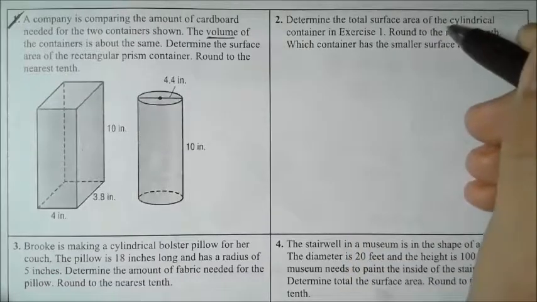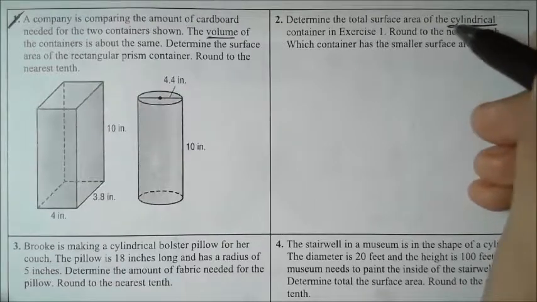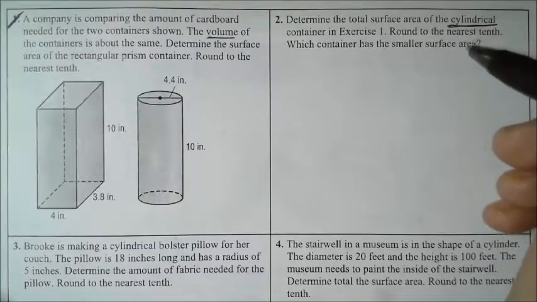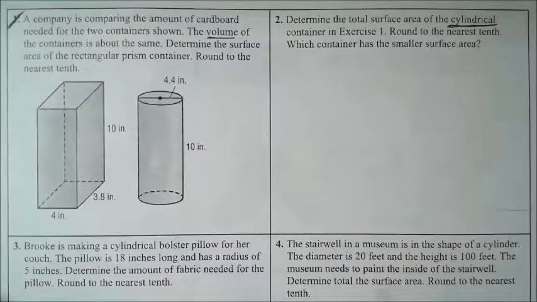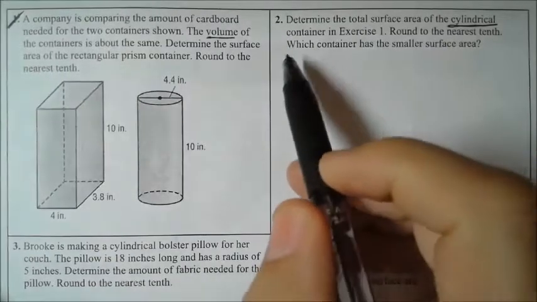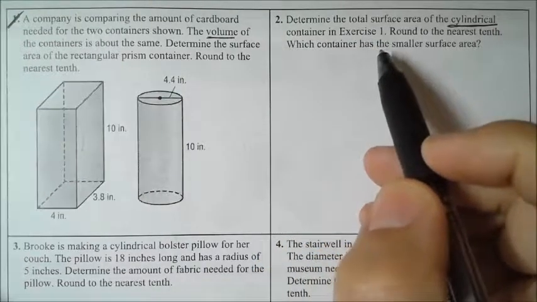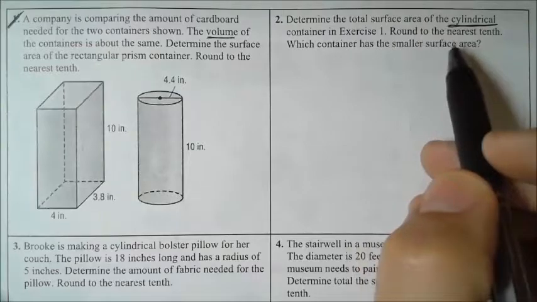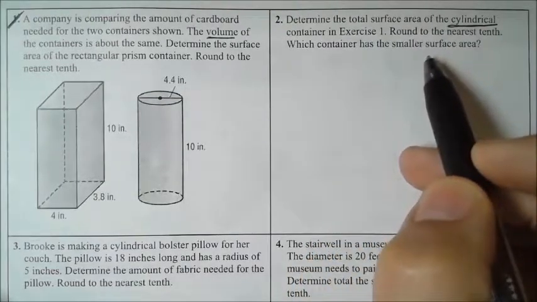Now, when we see cylindrical, that's a key word. It has the first part of the word cylinder in there, so we're going to underline it. That is a key word because we want to underline keywords, values, and variables. Then it says container in exercise 1. Then it says round to the nearest tenth. Which container has the smaller surface area?